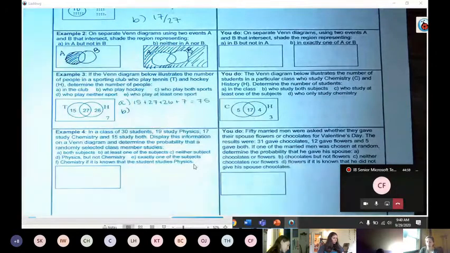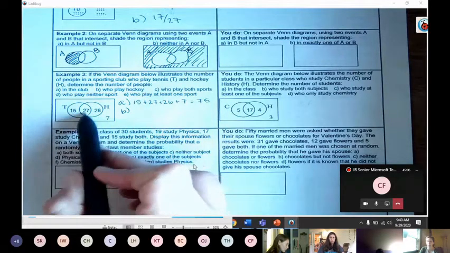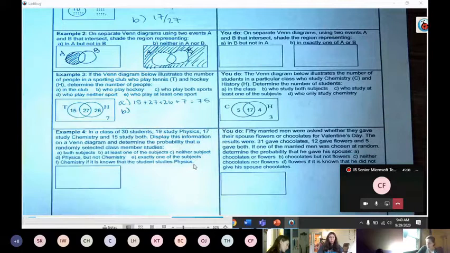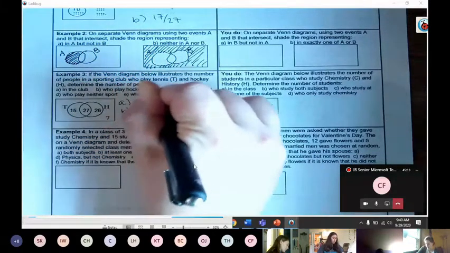Part B says who play hockey. So we want all the people who play hockey. This includes the 26 people who only play hockey and the 27 who play both tennis and hockey. So we have 27 plus 26, which should give me 53.